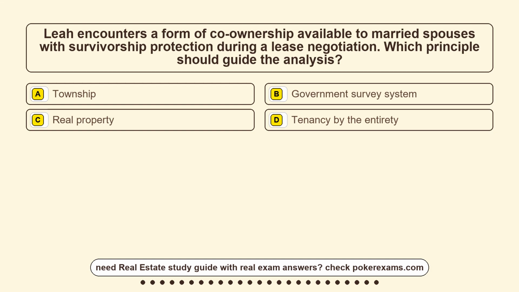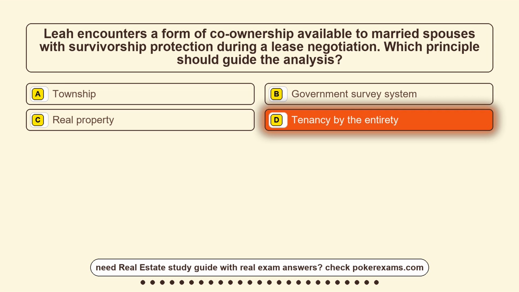Question 4. Leah encounters a form of co-ownership available to married spouses with survivorship protection during a lease negotiation. Which principle should guide the analysis? Option A, township. Option B, government survey system. Option C, real property. Option D, a tenancy by the entirety. The correct answer is option D, tenancy by the entirety.